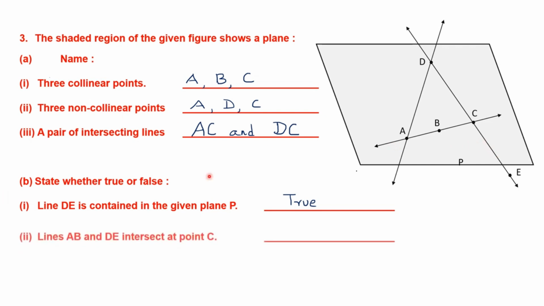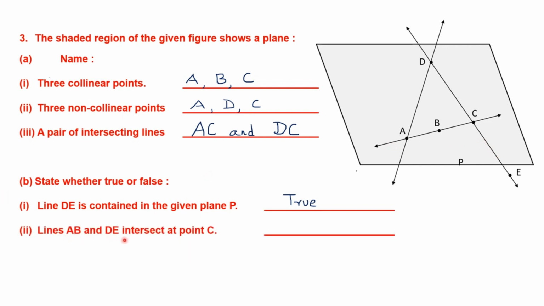Next one, lines AB and DE intersect at point C. AB, yes, and DE intersect at point C. That statement is also true.